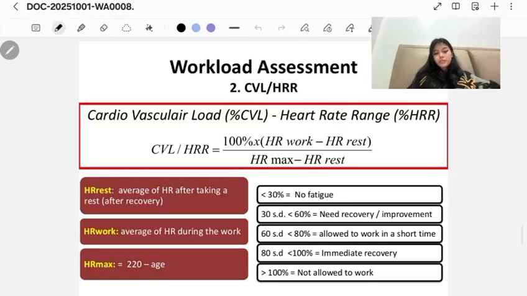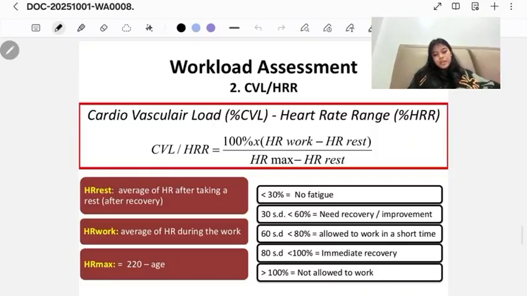The formula for CVL or HRR is 100% times HR work minus HR rest, over HR max minus HR rest, where HR work is the average heart rate during work, HR rest is the average heart rate during rest or after recovery and sitting calmly, and HR max is the estimated maximum heart rate, which is equal to 220 minus age.